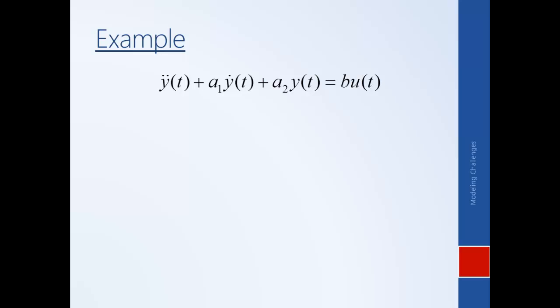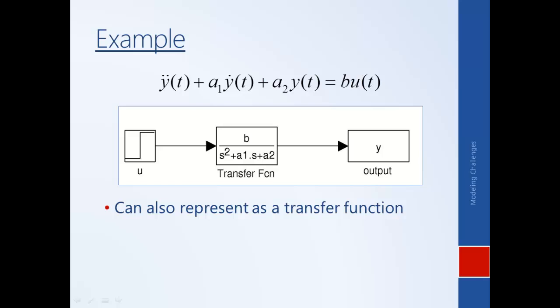An alternative to a differential equation model, if you recall, is a transfer function model. And the way that we find a transfer function from the differential equation is we follow a few steps. First, we identify what the inputs and the outputs are. In this case, u is our input and y is our output.